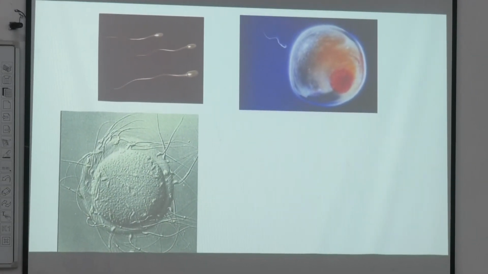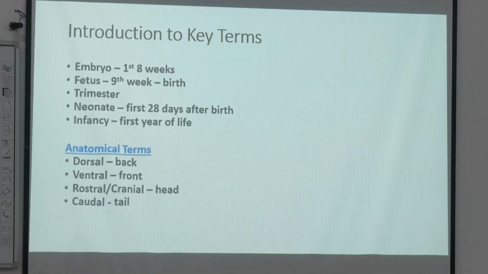This is how fertilization takes place, seen in a scanning electron microscope. You can see that this is a mature ovum, and it is covered all the way by sperms, which are yet to fertilize it.